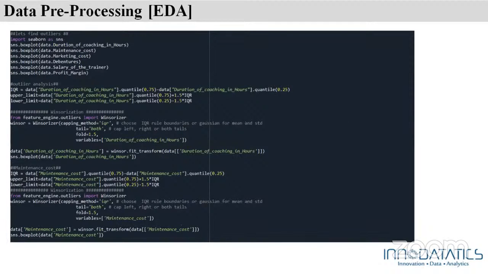We have also found out the outliers. What are outliers? Outliers are the extreme values that stand out greatly from the overall pattern of the values in the data set. We have used a Winsorization technique and then removed all the outliers.